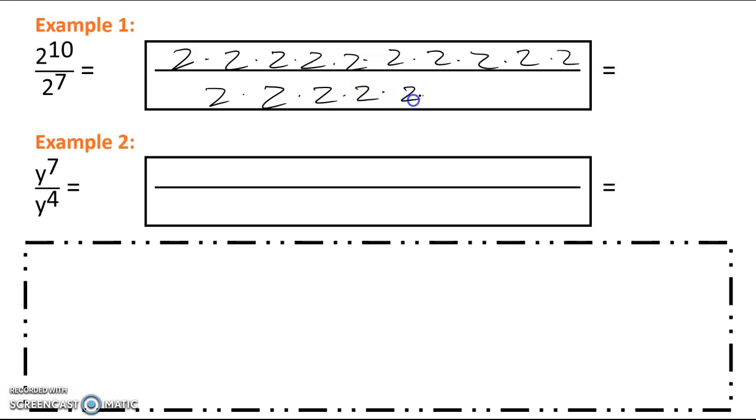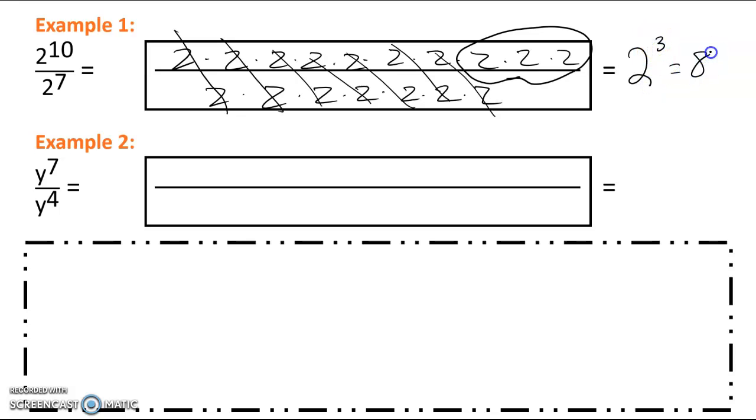1, 2, 3, 4, 5, 6, 7. Okay. So now what we do with this is anything that I have on both top and bottom of a fraction that is similar. Essentially, if I have a 2 on the top and a 2 on the bottom being multiplied, I can cancel those out. And I can cancel those out, cancel out, cancel out, cancel out, cancel out. Once I run out of stuff on the bottom to cancel out, all I'm left with on the top are these 3 twos right here. So now it becomes 2 to the 3rd power, which again is equal to the number 8.